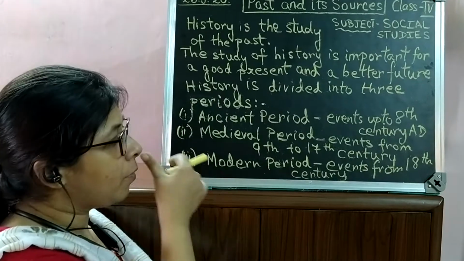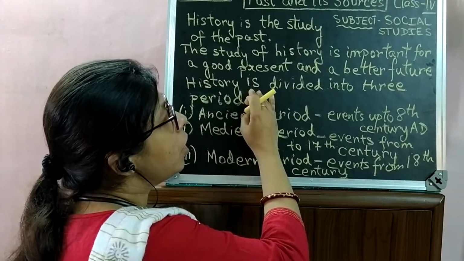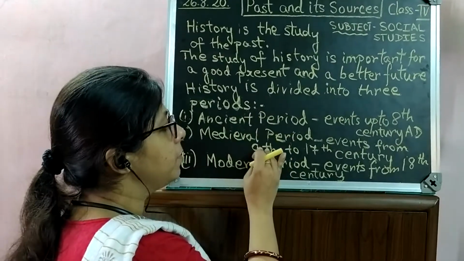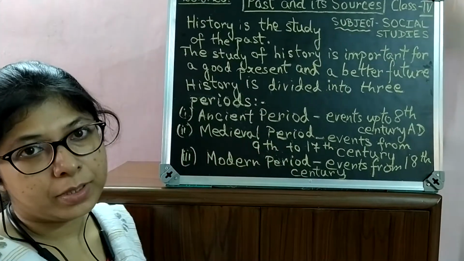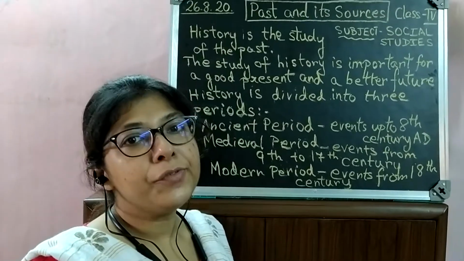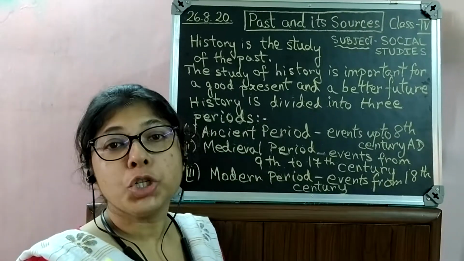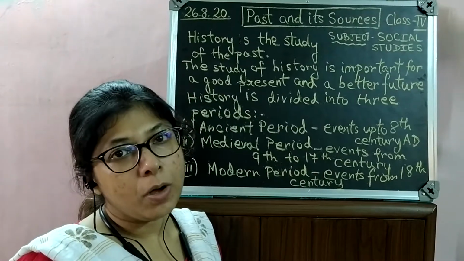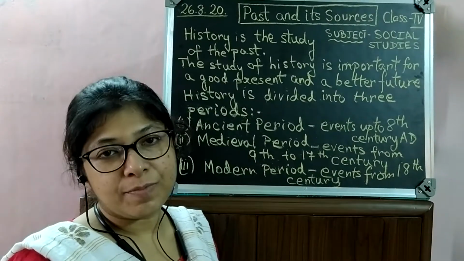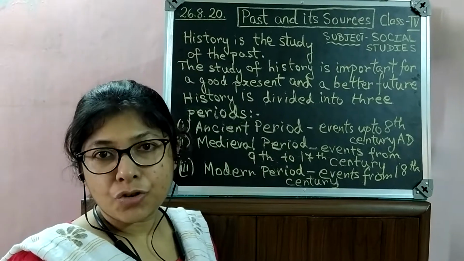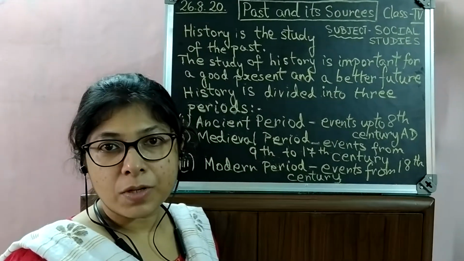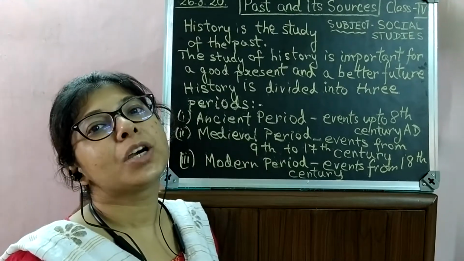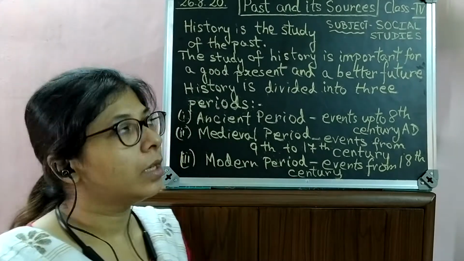So we come to know that Indian history is divided into three periods: ancient period, medieval period and the modern period. Now, the period from the 4th century to 6th century is known as the Golden Age of India, because India made large achievements in the fields of astronomy, mathematics, philosophy, science and religion. So, this period is known as the Golden Age of India.